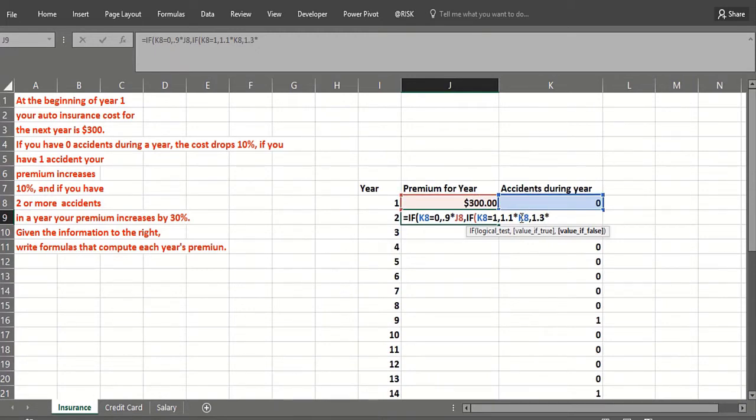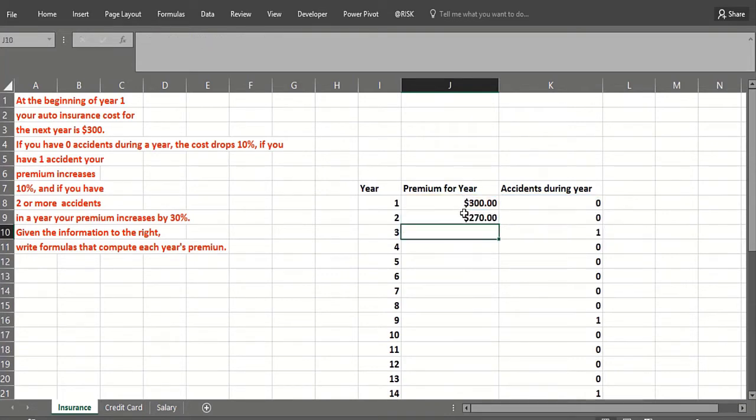This should be J8. And that would be J8. And then I need 2 right parens to close that. And so if I double click and copy that down, let's see if it works.